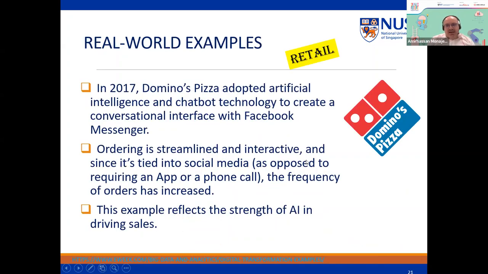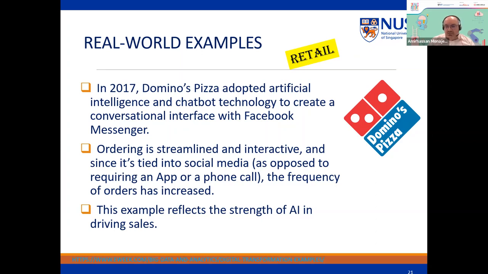Let's have a couple of real world examples. For instance, in the retail sector, these real world examples are going to show us three or four examples in different branches of businesses, and how AI and machine learning can be implemented in a digitally transformed business. First example, back in 2017, Domino's Pizza adopted artificial intelligence and chatbot technology.